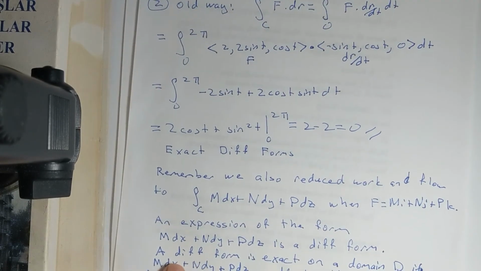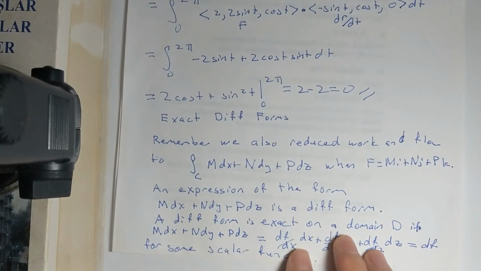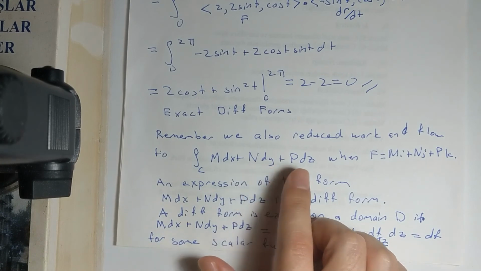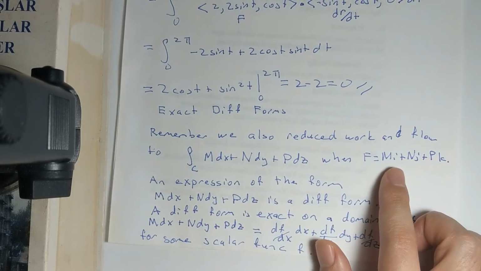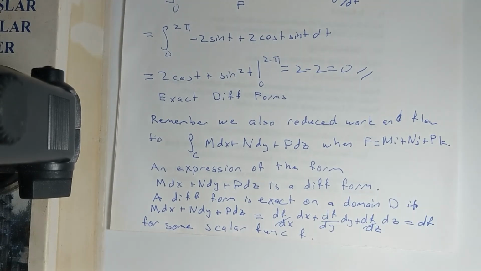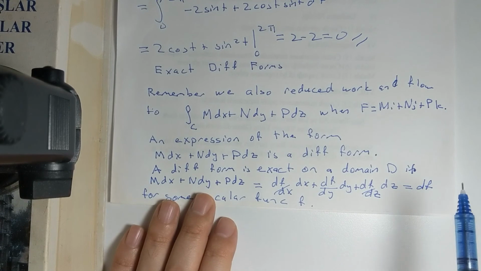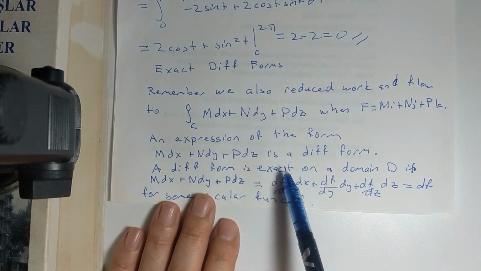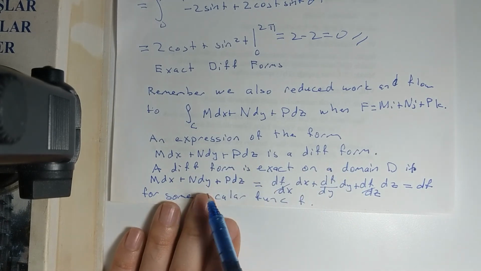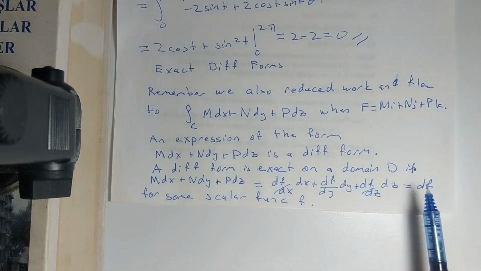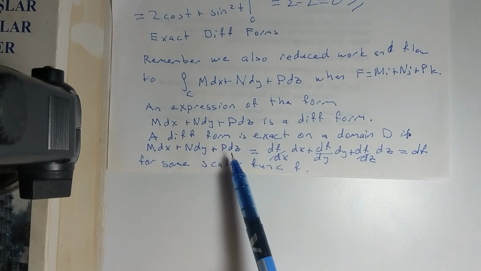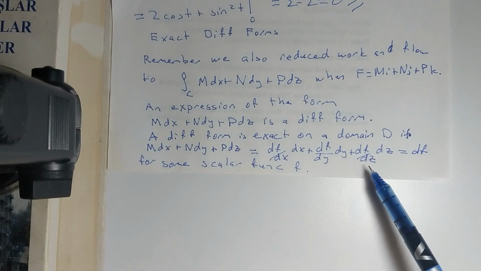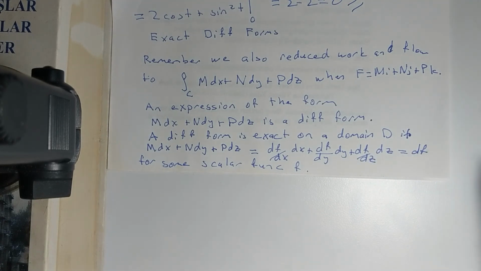Okay, now I want to talk a little bit about exact differential forms. Remember, we also reduced the work and flow integrals to this type, right? M dx plus N dy plus P dz when F is equal to M i plus N j plus P k. Okay, so we're going to make a definition. An expression of the form M dx plus N dy plus P dz is a differential form. A differential form is exact on a domain D if M dx plus N dy plus P dz is equal to df/dx dx plus df/dy dy plus df/dz dz, and I'm going to call this whole thing df.